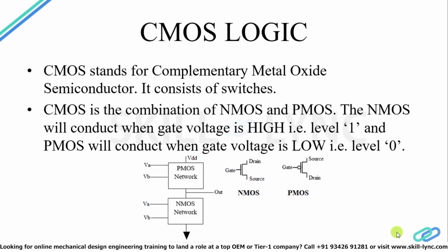We will see what is CMOS logic and how we can design logic gates using CMOS logic. We have studied till this point that there are 7 logic gates: AND, OR, NOT, NAND, NOR, XOR, XNOR. Now we will see how to design the same thing using CMOS logic.